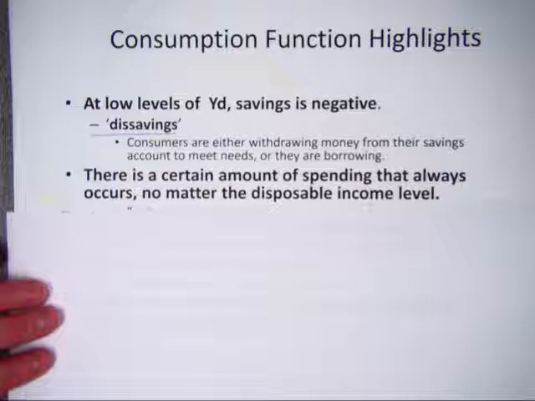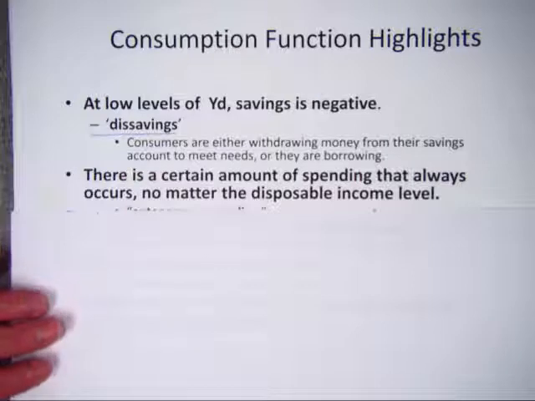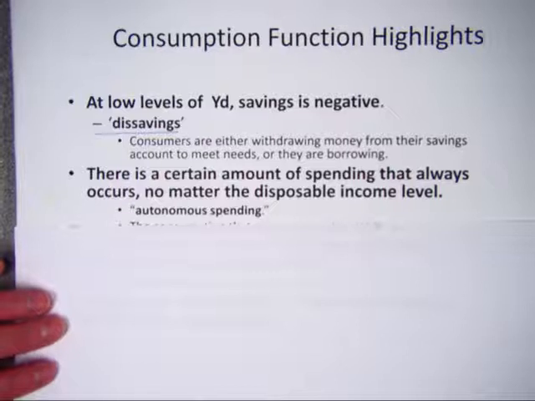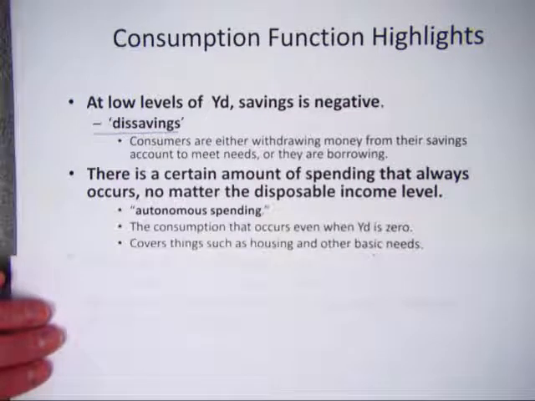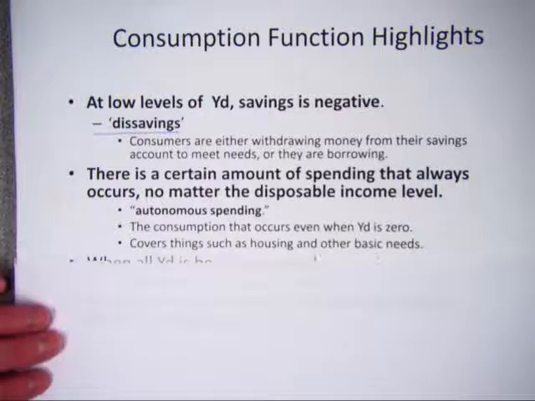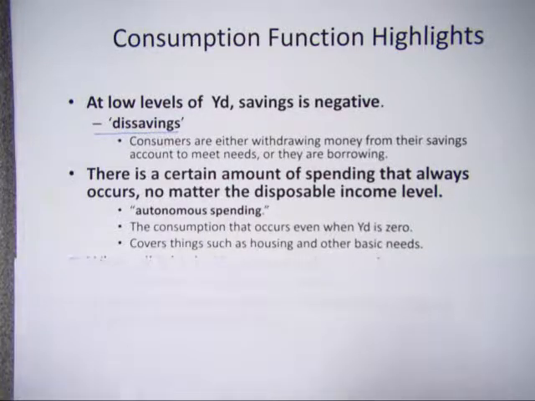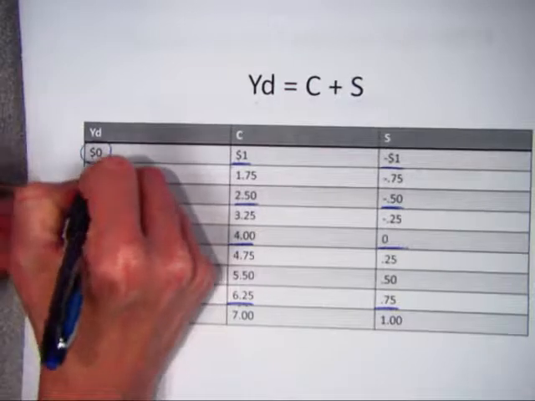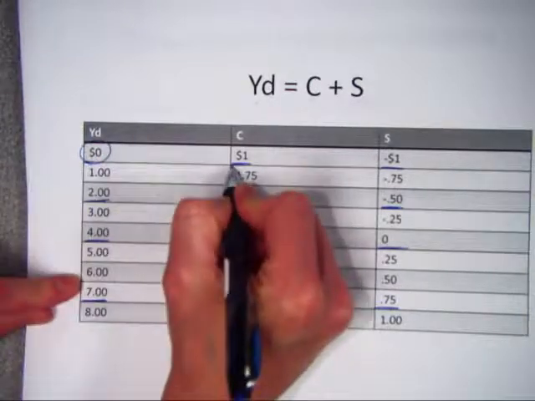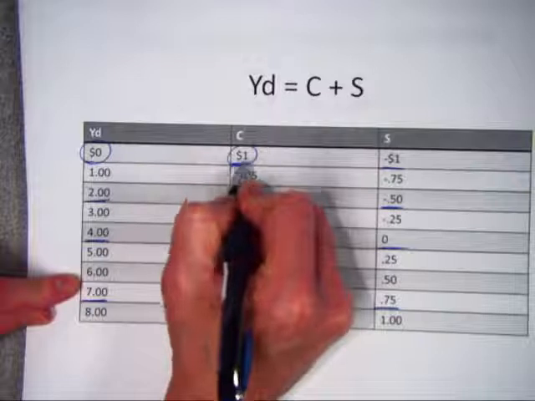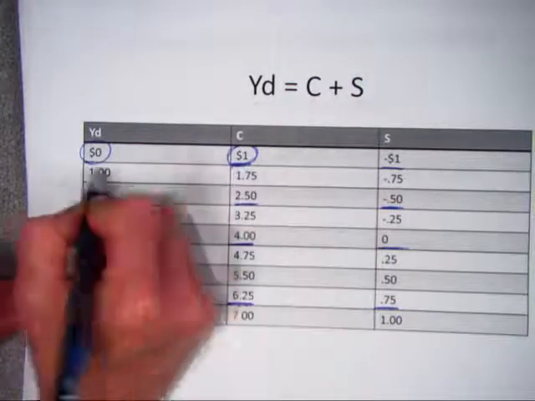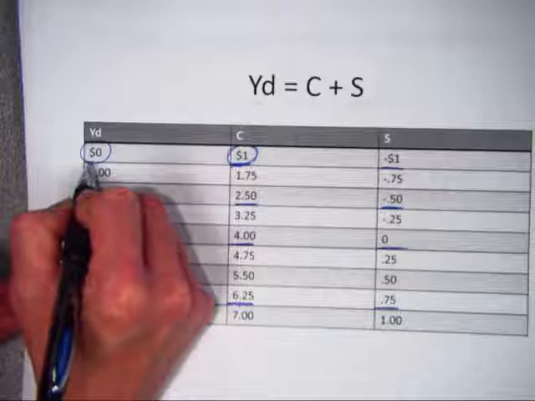There's a certain amount of spending that always occurs no matter the disposable income. That is what we refer to as autonomous spending. The consumption that occurs when disposable income is zero. It covers things such as housing and other basic needs. Now, if I pull this consumption function up again, we see that when disposable income is zero, consumption isn't zero. Consumption is $1. This is the autonomous consumption. This is the consumption that occurs even when disposable income is non-existent.